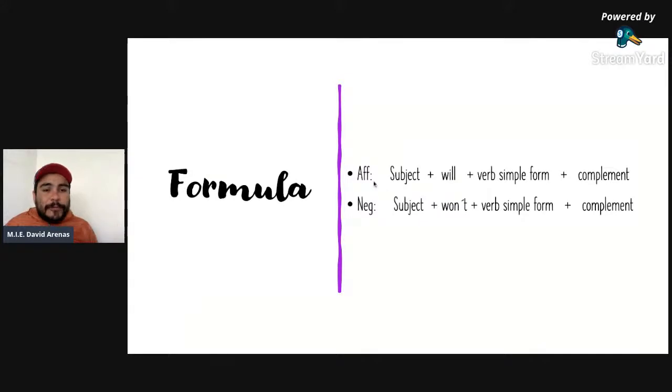So the subject for affirmative sentences, then you need will. That's an element that you are not going to change. And it doesn't change at all depending on the subject. It's just will for everyone. I will, you will, he will, they will, whoever will.